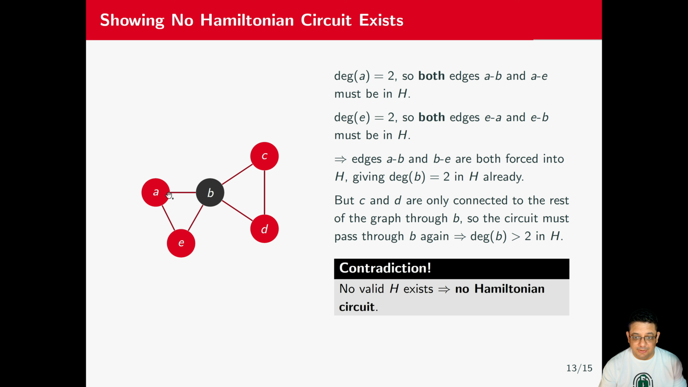So this gives that the degree of B is equal to 2, and it must be in H already. But now C and D are only connected to the rest of the graph through B. So the circuit must pass through B again. So the degree of B is going to be bigger than 2 in H. So there's not going to be a valid subgraph, and we don't have a Hamiltonian circuit.